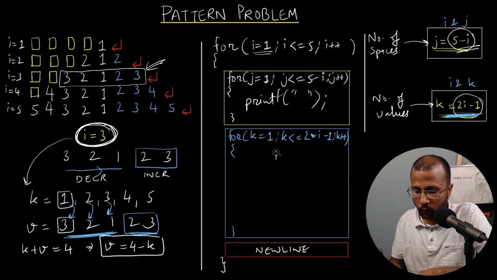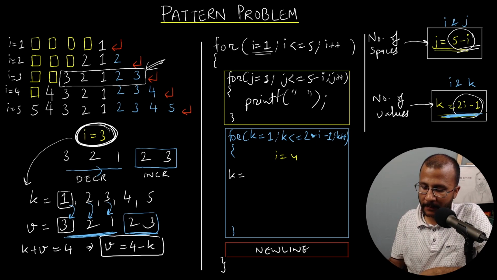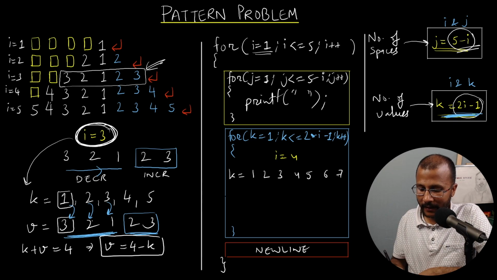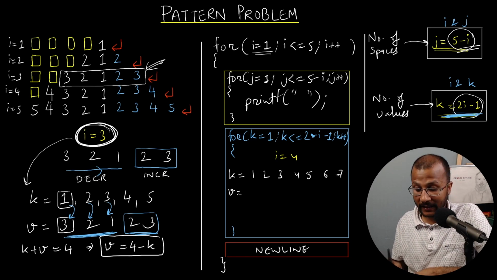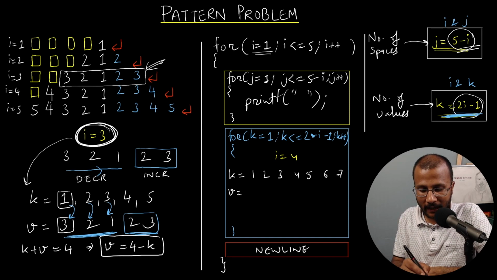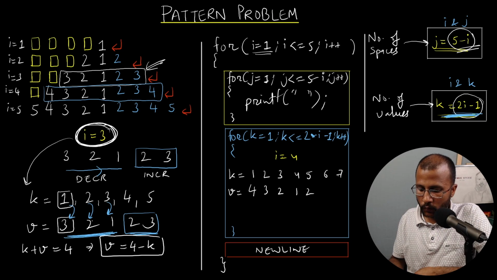So whenever i is 4, what are the values that are to be printed? Whenever i is 4, what is the value of k? k would be 2 times 4 minus 1, that is 8 minus 1, it will be 7. So it will go from 1, 2, 3, 4, 5, 6, 7. But what are the values that are to be printed? The values to be printed are 4, 3, 2, 1, 2, 3, 4. So it is 4, 3, 2, 1, 2, 3, 4.